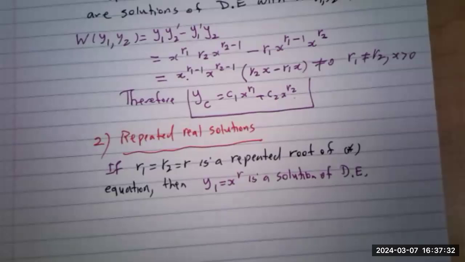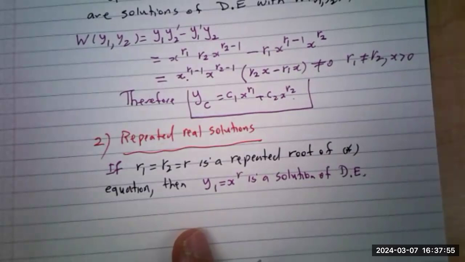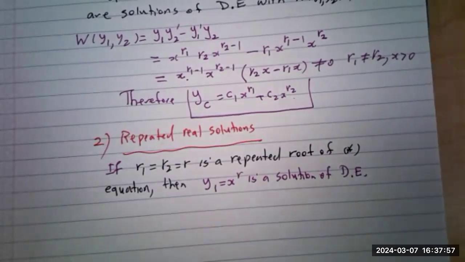If R1 is equal to R2, wouldn't that make the Wronskian 0? For the previous one, you have R2x minus R1x. No, in the previous part we used R1 and R2 because they were different. That was the condition. But for this one, you cannot have two solutions like the previous part, so you have to find just one other solution.